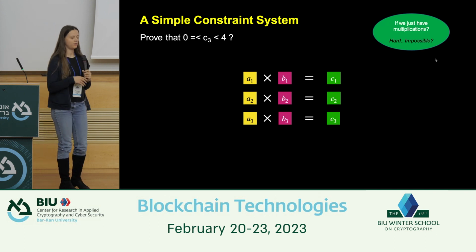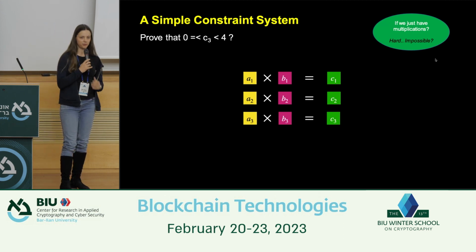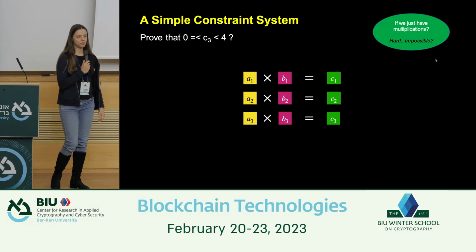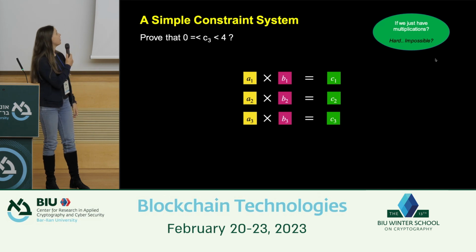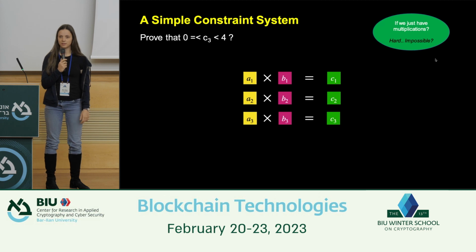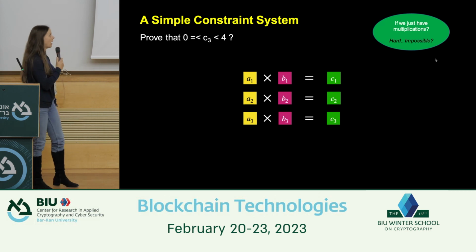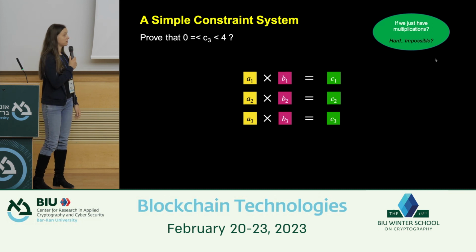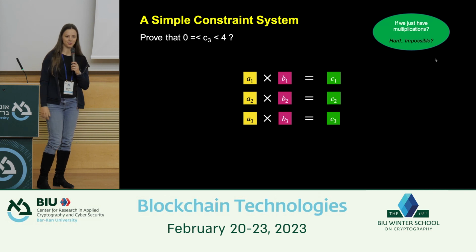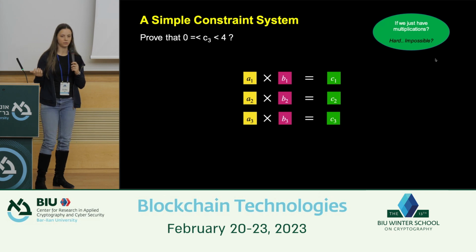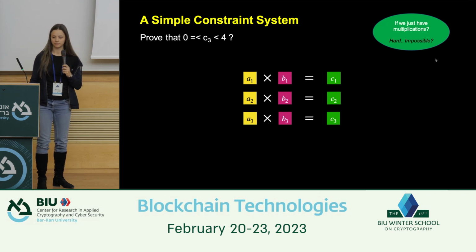Okay, so a very simple example of a problem that we might want to prove. This is a problem that comes up time and time again. It's a range constraint. We want to check that, not x, sorry, C3, is somewhere between 0 and 4. How would we do this using just multiplication gates? I'm going to claim that I think it's impossible. I don't have a nice result to point you to, but I would be very surprised if it was possible. Because certainly you can check that A1 times B1 is equal to C1, but then how do you use that?